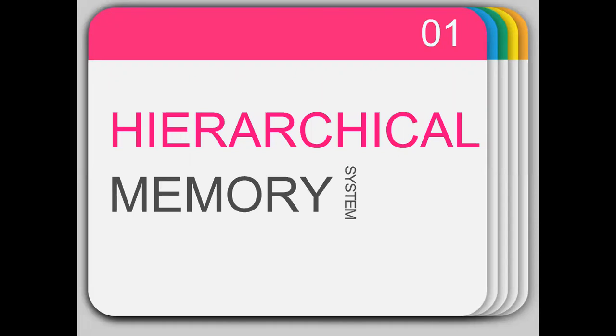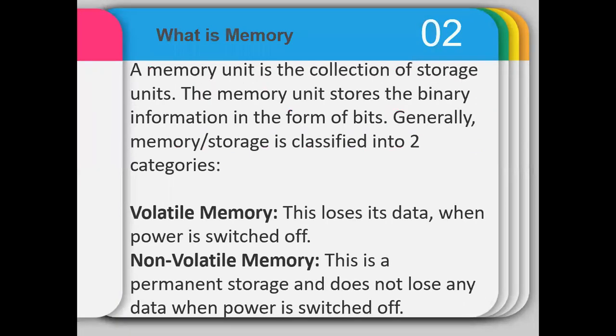How this memory will function in our CPU, and what are all the characteristics of memory, and what are all the different types and its storage. So first, what is memory? A memory unit is a collection of storage units. The memory unit stores the binary information in the form of bits. As we know, a computer will understand only zeros and ones, that is the binary information.